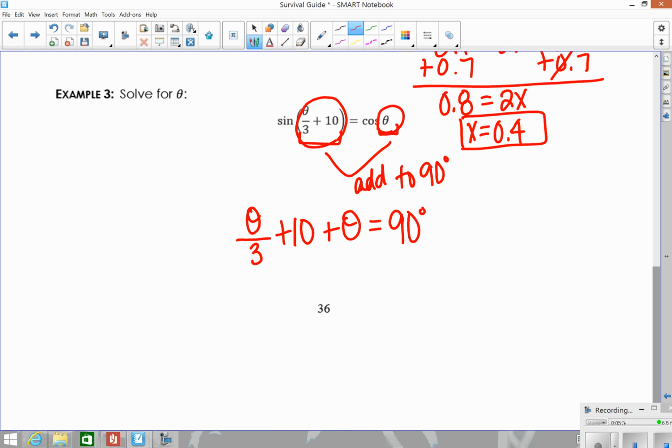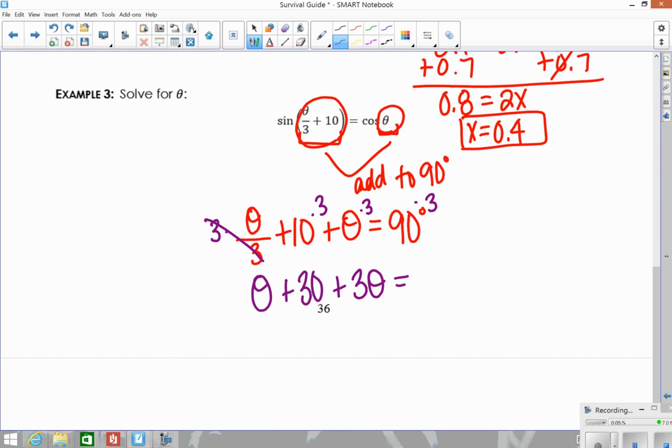To solve this, the first thing I'm going to do is clear the denominator. I don't want to have to deal with that 3, so I'm going to multiply everything by 3 to clear it. Then those are gone, and I have theta plus 30 plus 3 theta equals 270. Then I'm going to combine my like terms. Theta plus 3 theta is 4 theta, plus 30 equals 270. And like I said, if the theta is confusing, make it an x, because I know it kind of makes it look like zeros here.